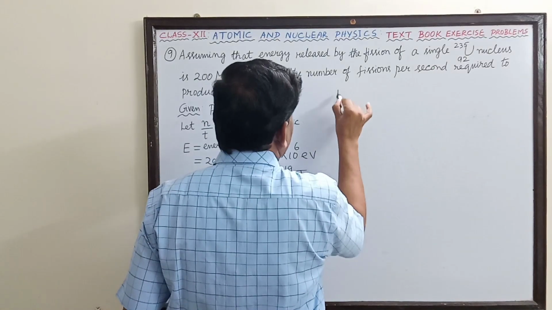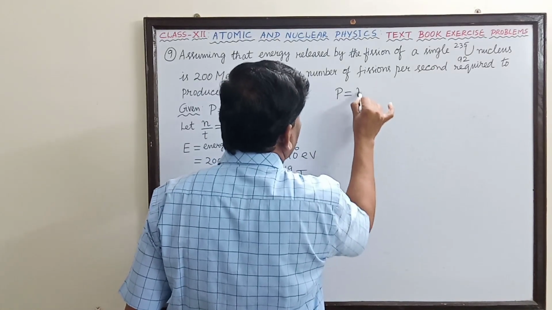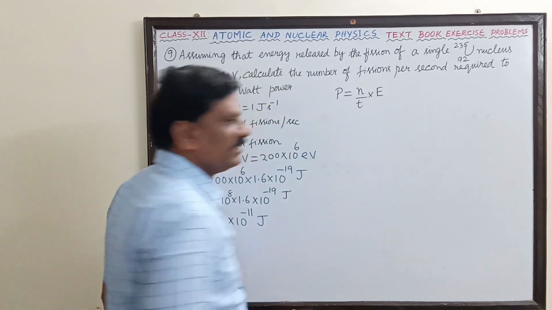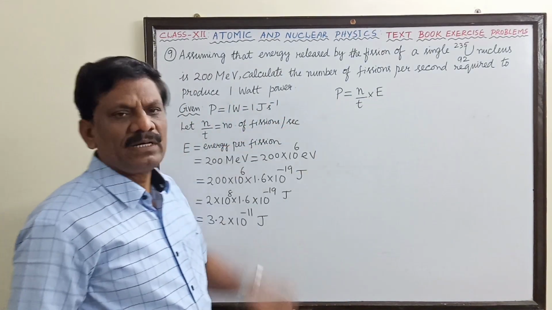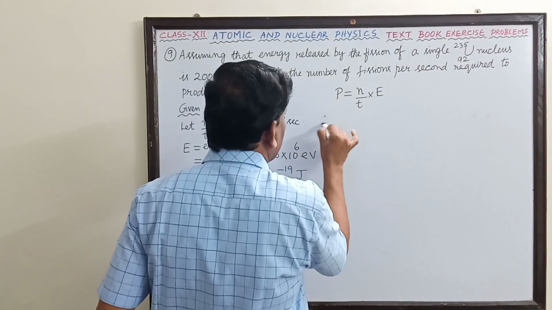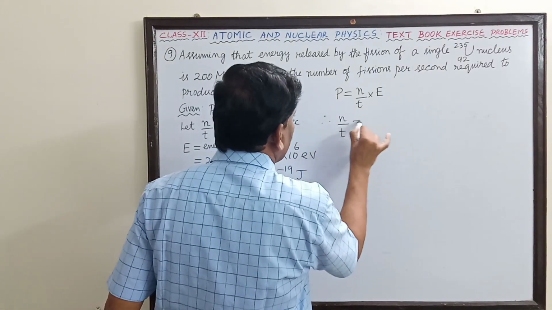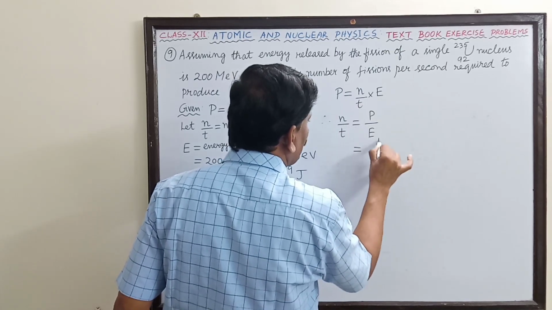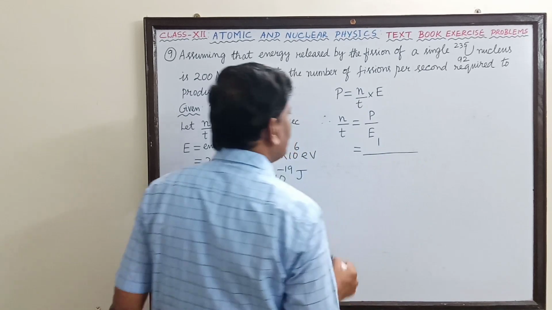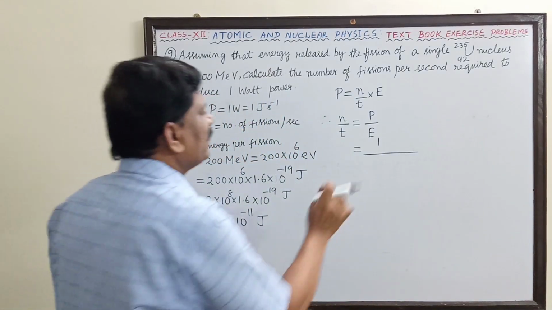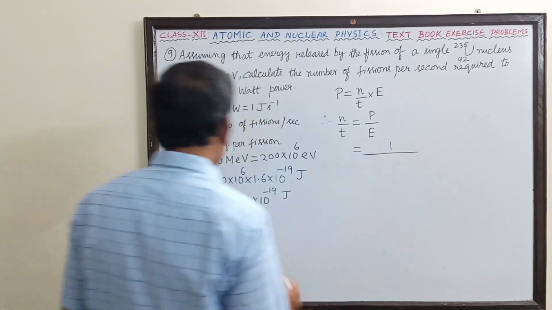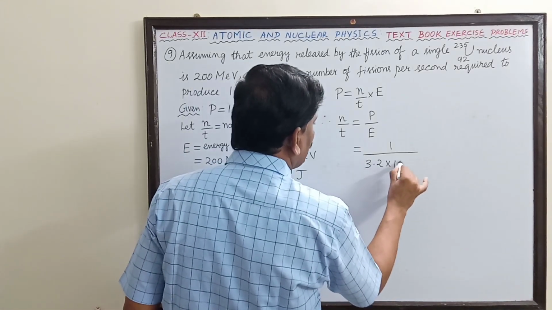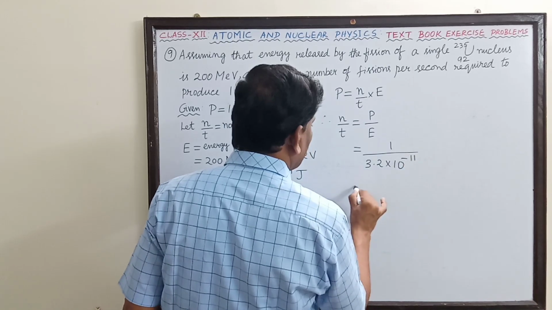Now this power P is equal to number of fissions per second into energy per fission. We want to find the number of fissions per second. Therefore, N by T is now equal to P divided by E. So this is equal to 1 watt divided by 3.2 into 10 to the power of minus 11, that is, the numerator is 1.